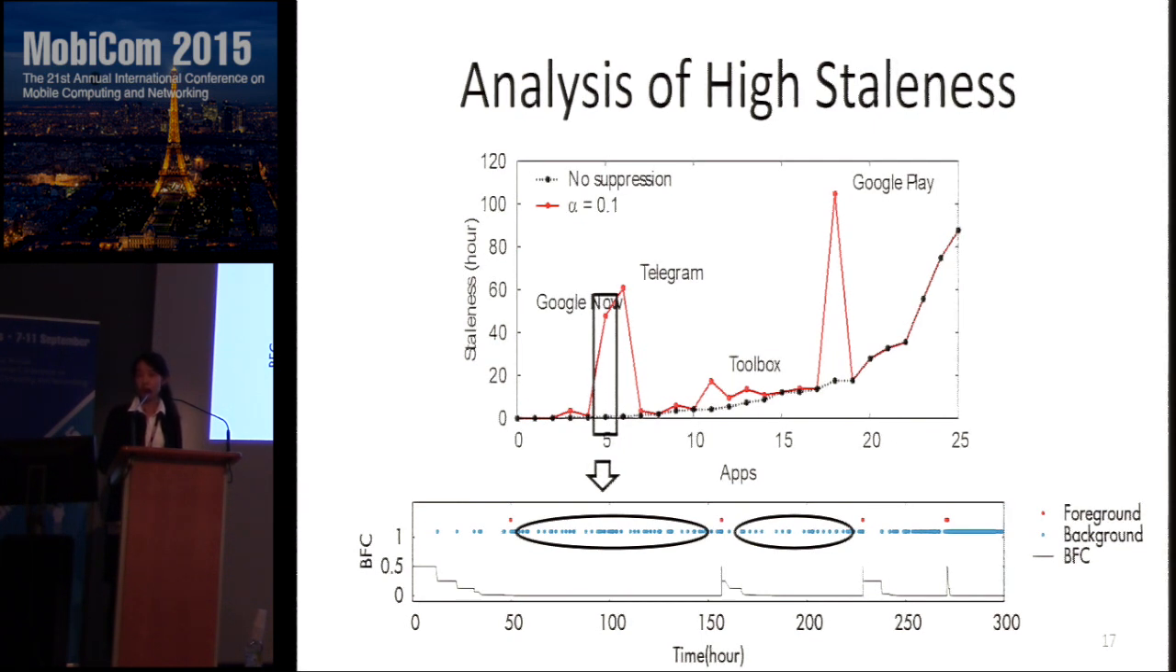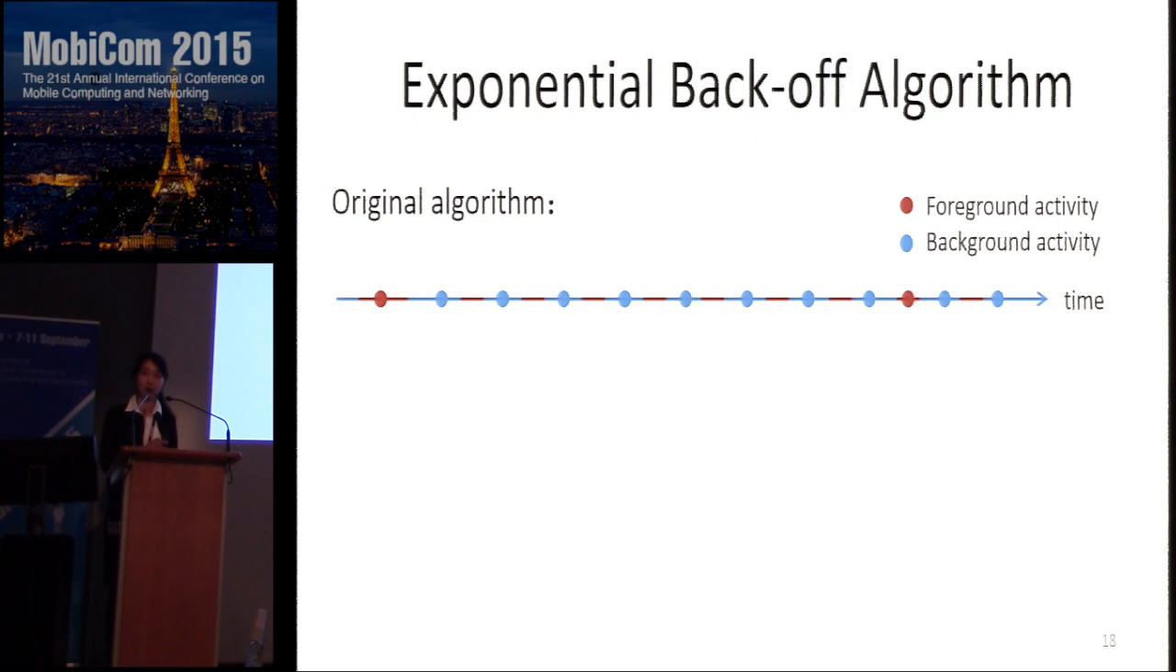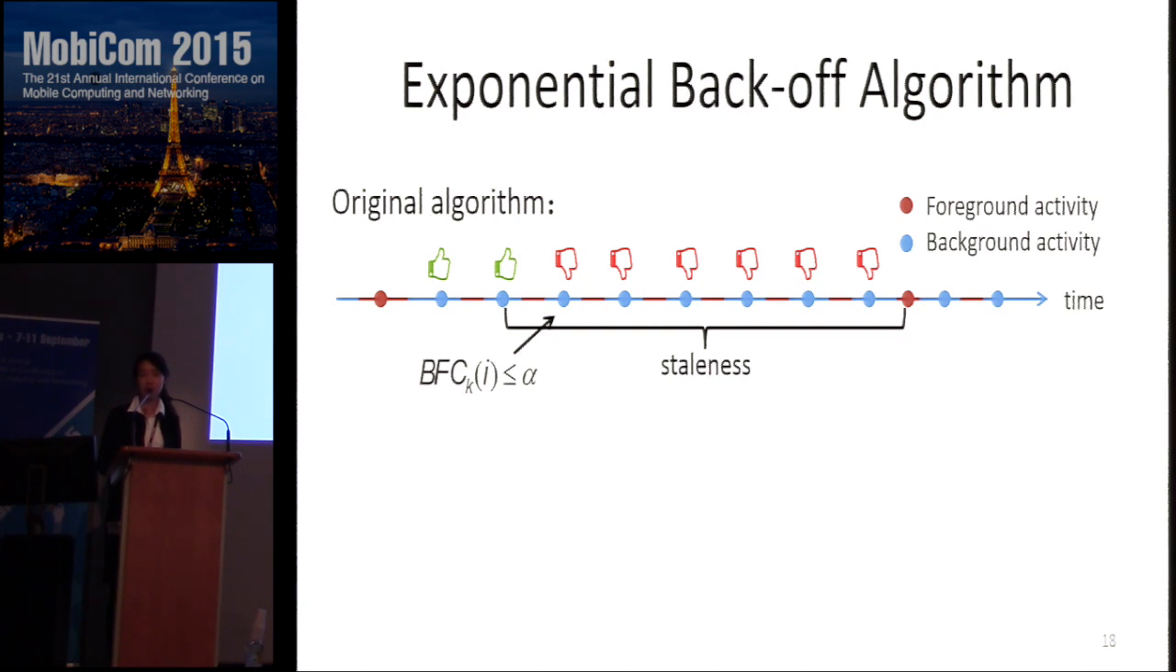All the other 3 apps also have the same behavior, and we abstract those activities in this figure. According to the rule of our algorithm, if the BFC of the current interval is less than alpha, then we will suppress all the following background activities until a foreground activity happens. So now the staleness will be this much.